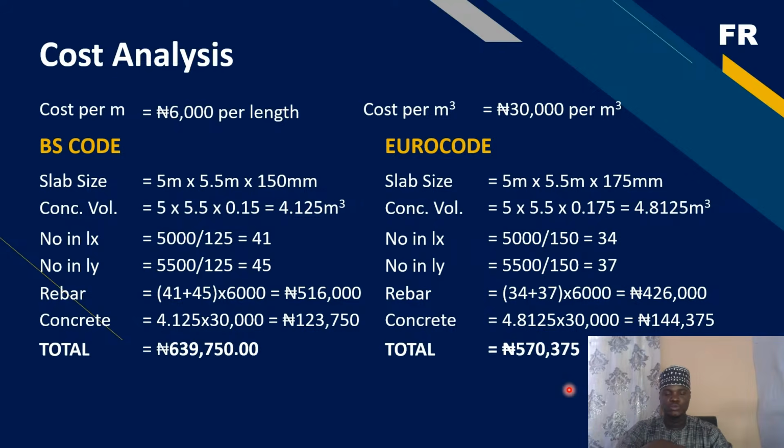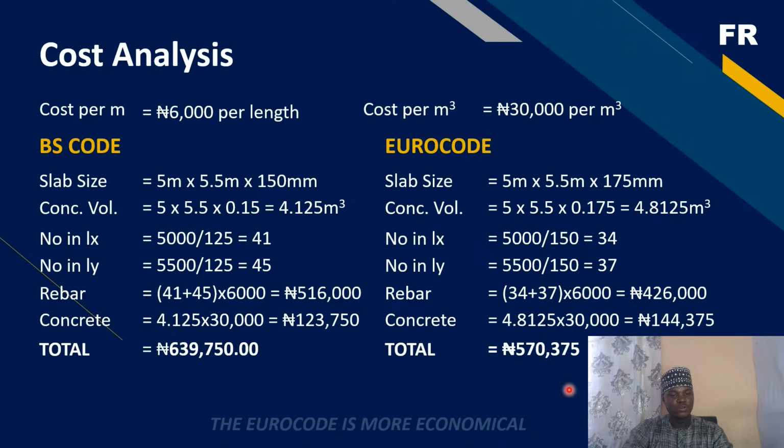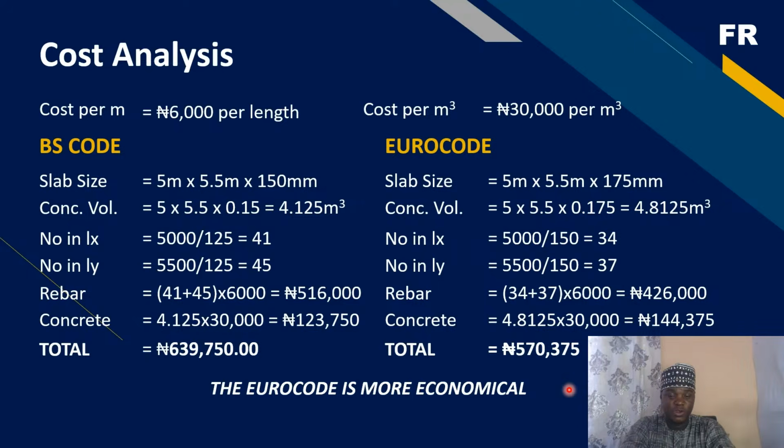So now assume that you have this panel, like the panel that I showed you in the layout, we have about 8 panels. So let's say based on the Eurocode design, you saved 50,000 naira per slab. So that will be 400,000 naira saved just because you used Eurocode instead of the BS code. So you can see clearly that the Eurocode seems to be more economical compared to the BS code design.